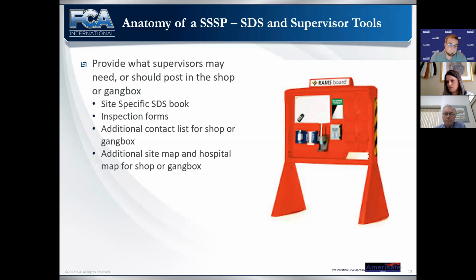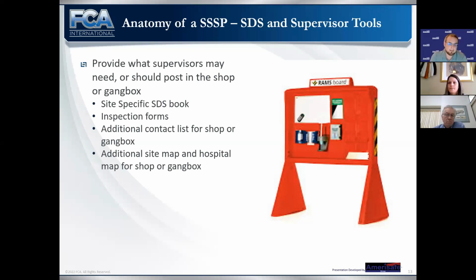Inspection forms, right? If we have an inspection checklist for the site, if we have an inspection checklist for the scaffold, if we have an inspection checklist for the aerial work platforms, we want to make sure that we get those and have them available. Right? We have those available for the foreman.